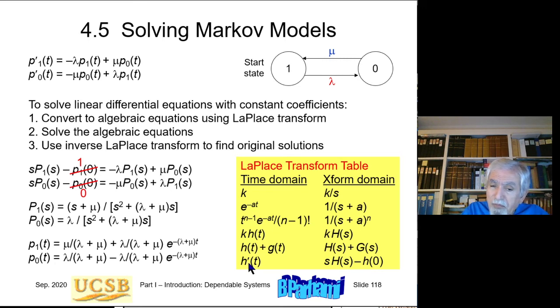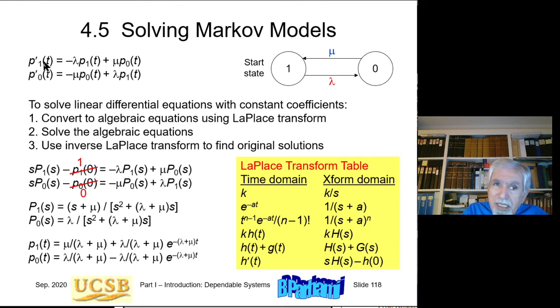Perhaps the most important for our examples here is this. If you have a derivative in the time domain, so h is a function, big H is the transform version of that function. So it will be s times H of s minus h of 0. This is basically the initial condition. Okay, these will become clear as we apply it to this example.